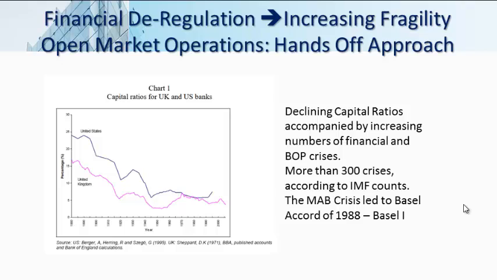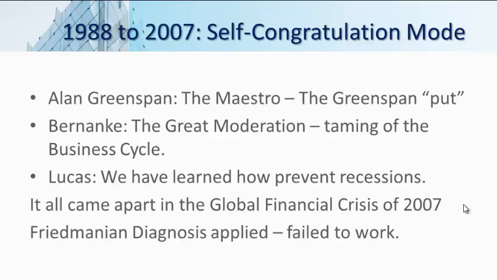Since then, this didn't prove very successful. There have been a lot more crises, and accordingly, this agreement has been revised to Basel II and Basel III. And I think they're going for Basel IV in the near future. But self-regulation doesn't seem to work for obvious reasons, reasons which are obvious to those who have studied Minsky.